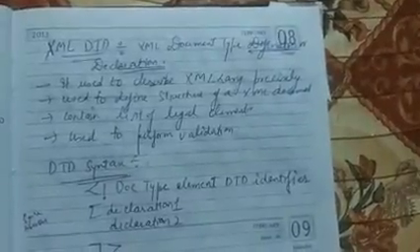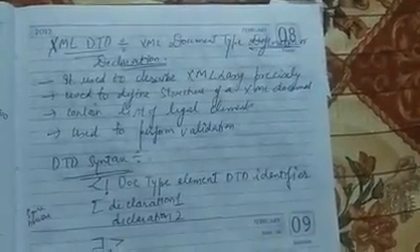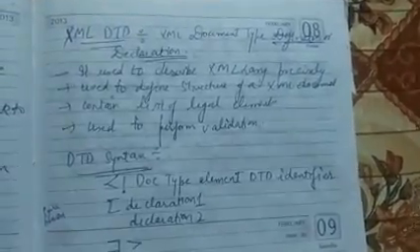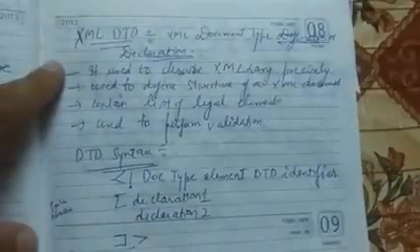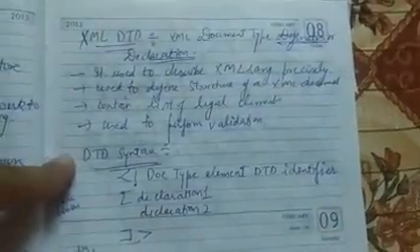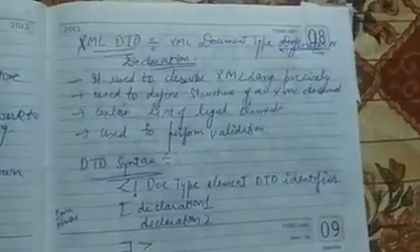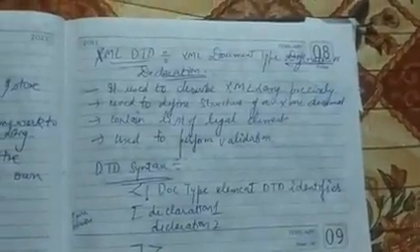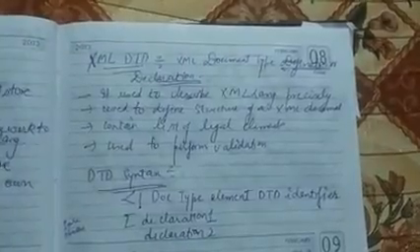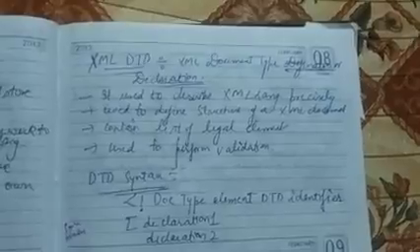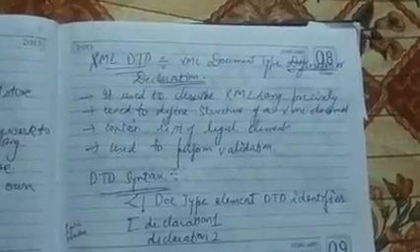Starting the next topic, XML DTD. DTD stands for Document Type Definition or Declaration. Why is DTD used? DTD is used to present the syntax of an XML in a correct, validated form, whatever we write in the XML. It is used to perform the validation, and it contains the list of the legal elements.